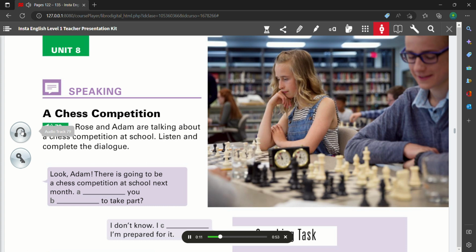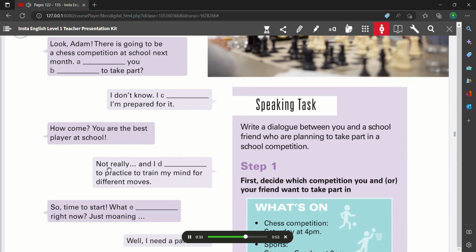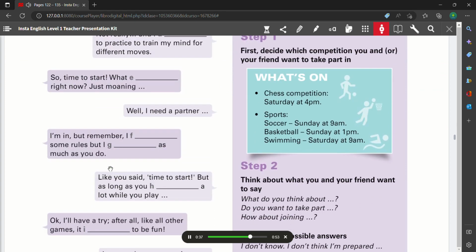Do you want to take part? I don't know. I don't think I'm prepared for it. How come? You are the best player at school. Not really. And I need to practice to train my mind for different moves. So, time to start. What are you doing right now? Just moaning. Well, I need a partner. I'm in, but remember, I know some rules, but I don't practice as much as you do. Like you said, time to start.